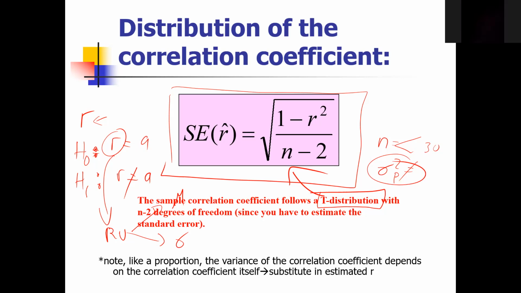Sir, I still don't understand how the correlation coefficient can be a random variable, can be a random sample, so that it follows the t-distribution. Okay.